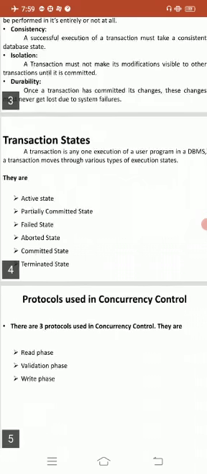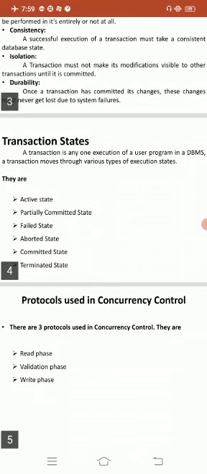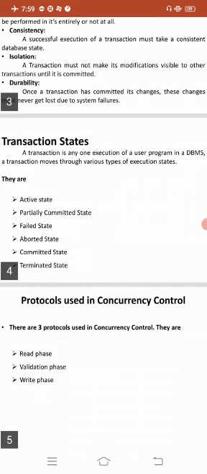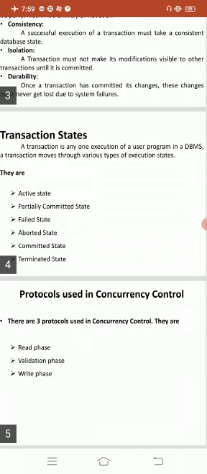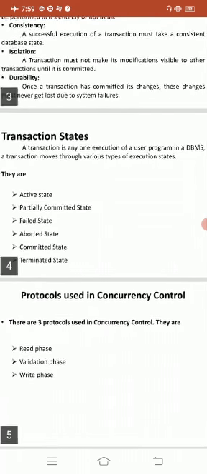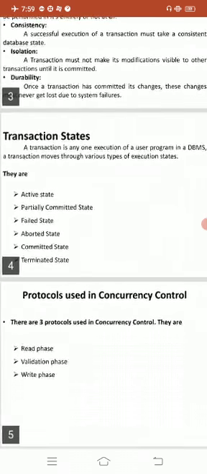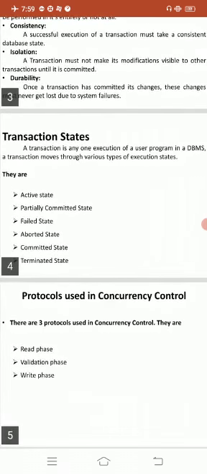Next, committed state. Aborted state is something, but failed state, it's okay, no problem. Committed state. So what is meant by committed state? When this check is successful, the transaction is said to have reached its commit point and enters the committed state.